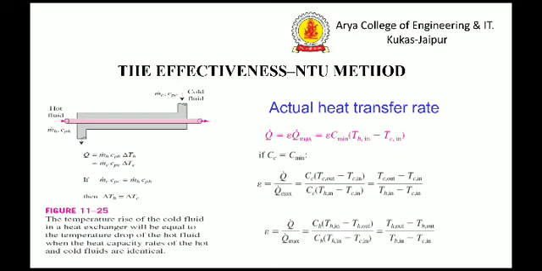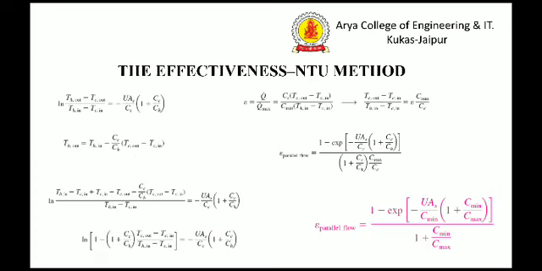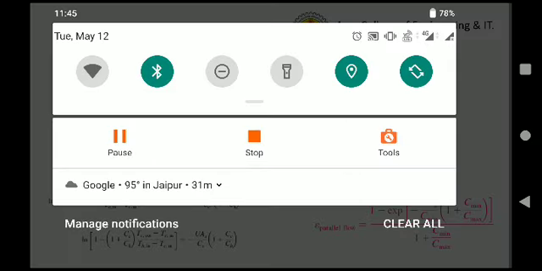This figure shows the temperature rise of cold fluid in a heat exchanger will be equal to the temperature drop of the hot fluid when the heat capacity rates of the hot and cold fluid are identical. So we will get the effectiveness Q upon Q maximum, that is equal to (Th in minus Th out) upon (Th in minus Tc in). Now effectiveness for the parallel flow is 1 minus exponential of this. In this way we will get the effectiveness and NTU for the parallel flow.